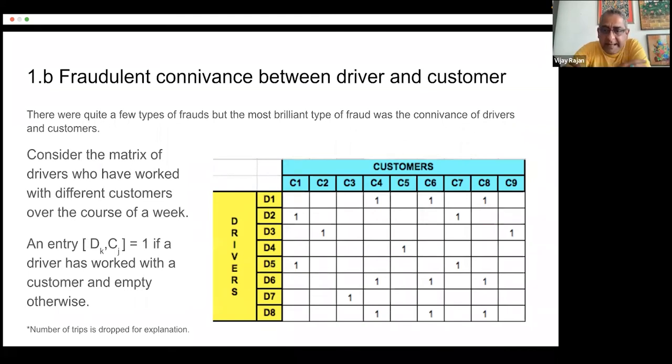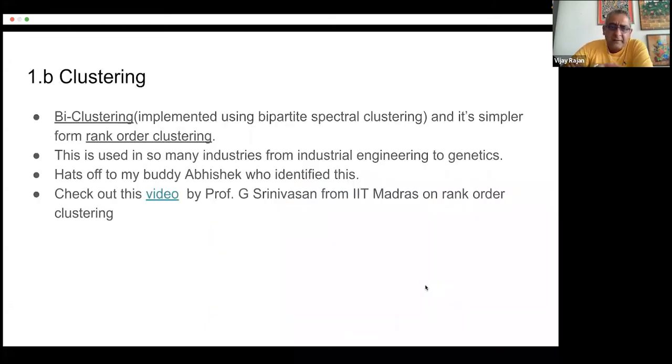From this, can we get a cluster or set of clusters where there could be connivance between driver and customer? This clustering technique is known as bi-clustering, and it's got a simpler form called rank order clustering. You should see that video of rank order clustering. It's in a different domain, the industrial engineering domain, but it's so cute and so simple that it'll help you understand bi-clustering. And bi-clustering is implemented using bipartite spectral clustering. I know these names are big, but trust me, once you understand them, these names get internalized.